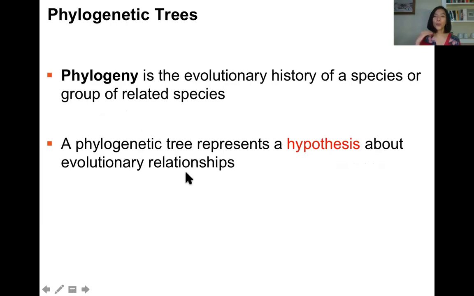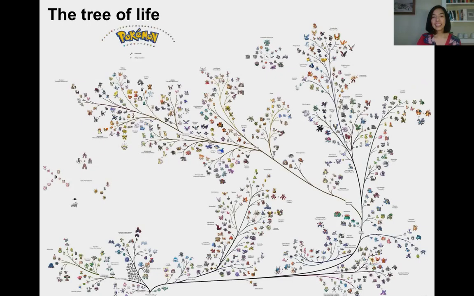Now, I was talking about phylogenetic trees before, but what is a phylogenetic tree? This is the concept. It's an evolutionary history of a species or a group of related species. And what is very important to remember is that a phylogenetic tree is actually a hypothesis. And we want to test hypotheses. We propose this hypothesis, and then we want to test them. And that is our interpretation of how evolutionary relationships occur, or how the evolutionary patterns occur in time. This is a tree of life using Pokemon.